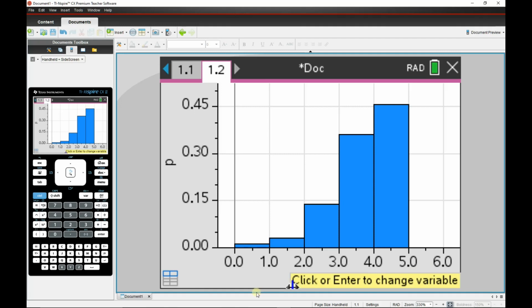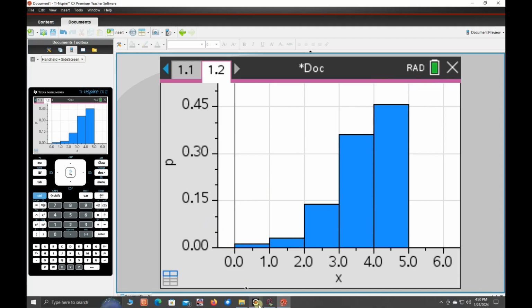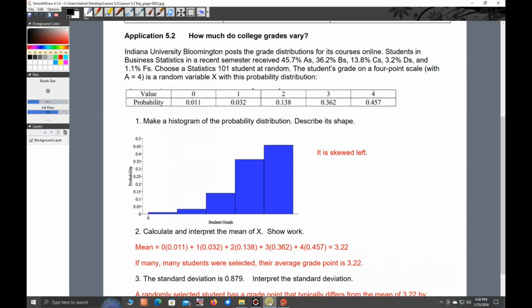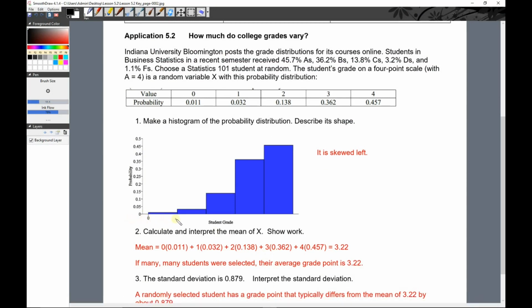I'm trying to think if there's anything else. Oh, it's skewed to the left. Clearly skewed to the left. So this is what it looks like. Although there are missing values for the x-axis here. I don't know why.